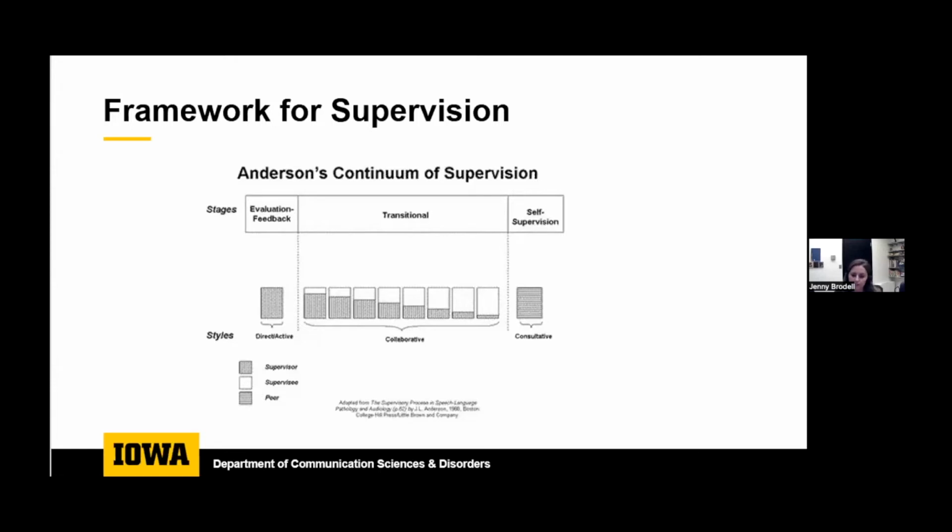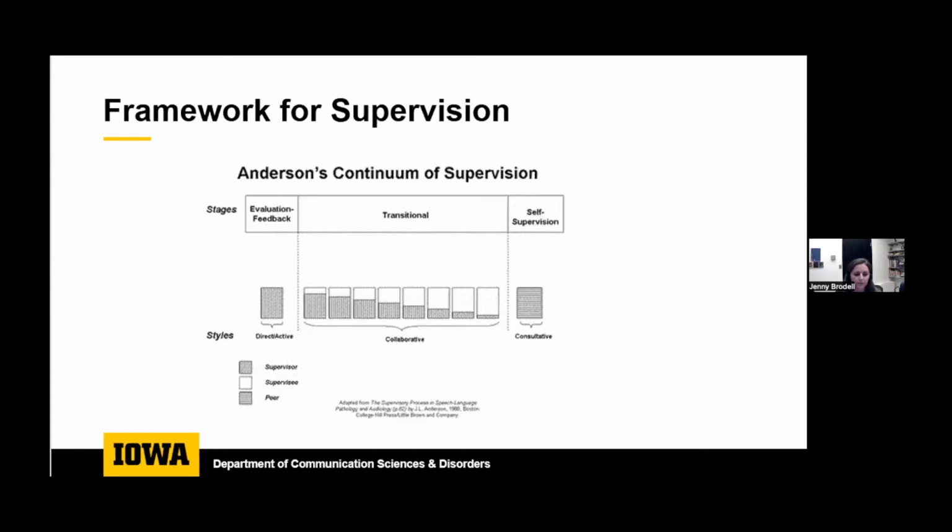There's a middle transitional stage in which the student gains more independence, and so less consistent and direct feedback is needed, and the partnership becomes more collaborative in nature, with the student and supervisor sharing ideas. And finally, the self-supervision stage, in which the student has gained independence in the relationship, and the supervisor is more consultative in nature. And so really, the student is reflecting independently, they're self-motivated to continue learning, and they're coming up with feedback for themselves.